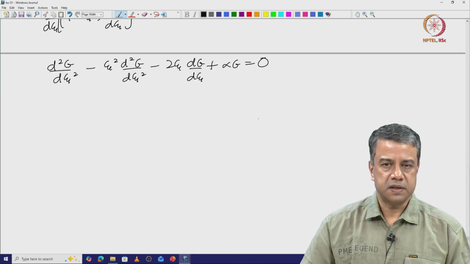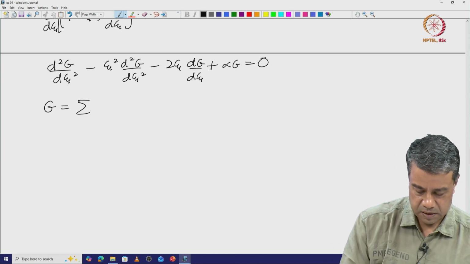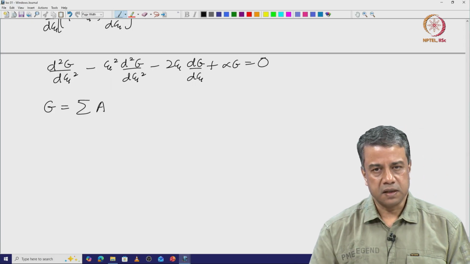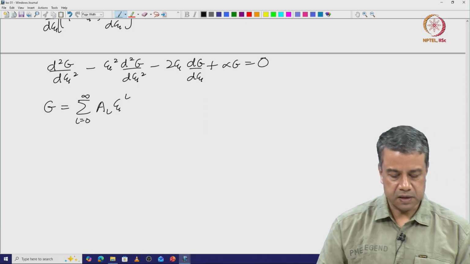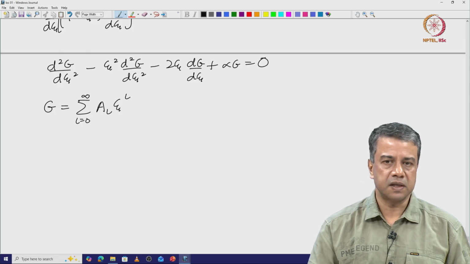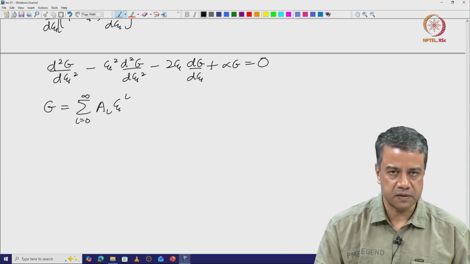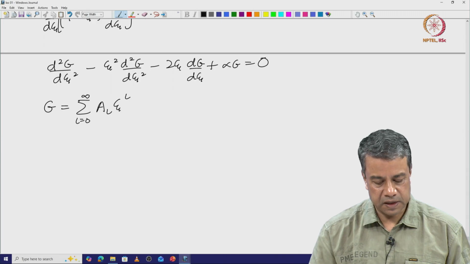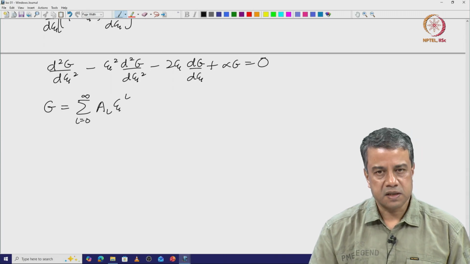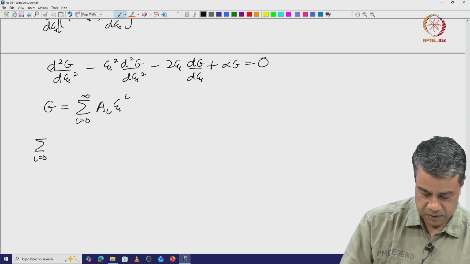In order to solve this, we had written g as a series. In this, I will use the index L, psi power L, L is equal to 0 to infinity, instead of n in the previous lecture, so that I can retain the integer n for the eigenfunctions. So, I will just make this small notational change. I will call it a summation of a l times psi power l. Substitute that into the equation. Summation l is equal to 0 to infinity.